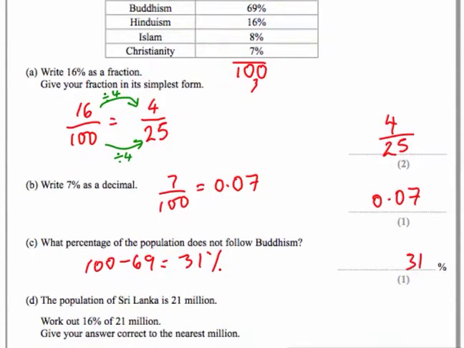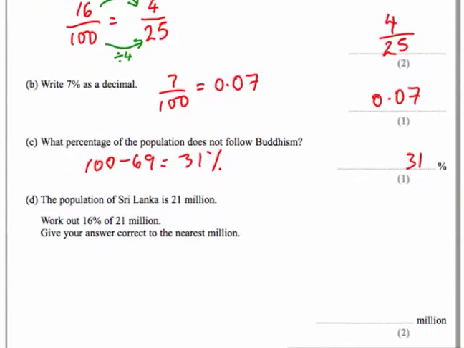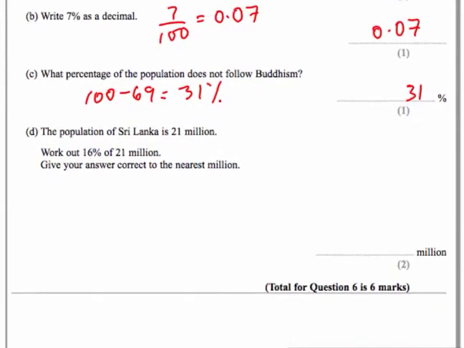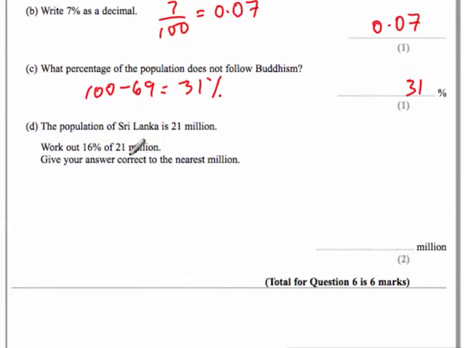Alright, next one. The population of Sri Lanka is 21 million. Work out 16% of 21 million. Give your answer correct to the nearest million. Now, that is very important. Give your answer correct to the nearest million. If you don't, you will lose marks. Okay, so let's have a look. 16% of 21 million.